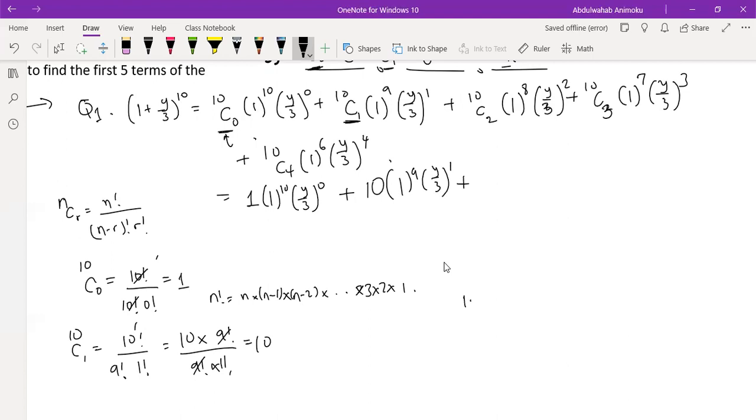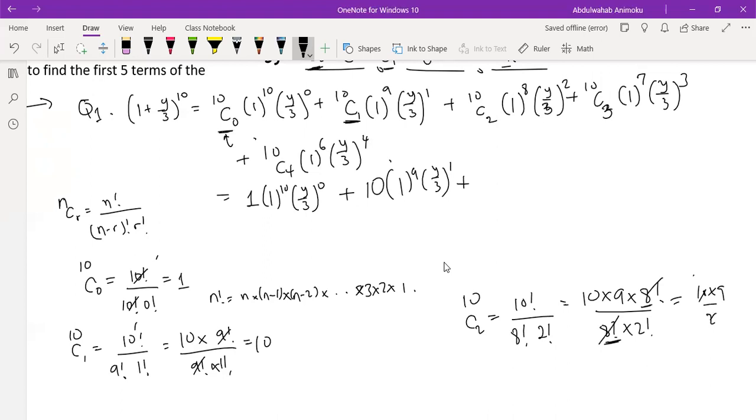Then the next one, 10 combination 2, is what? 10 factorial over 10 minus 2, 8 factorial, times 2 factorial. So we simplify this. This is 10 times 9 times 8 factorial. You can see that we are always stopping at the next factorial so that we can cancel out the terms. Then 2 factorial is 2, so 2 times 9 over 2. 2 into 10 is 5, so 5 times 9 is 45. So the next term would be 45, 1 raised to power 8, y over 3 squared.